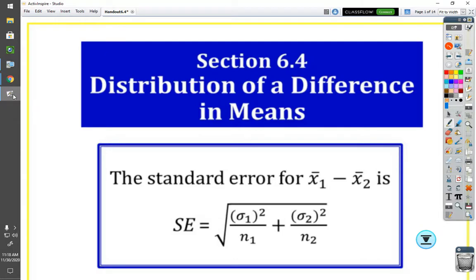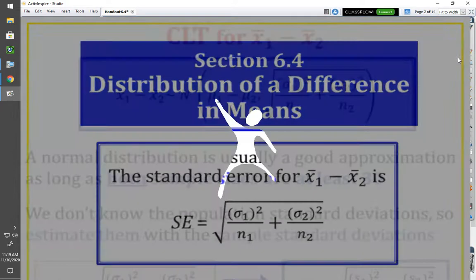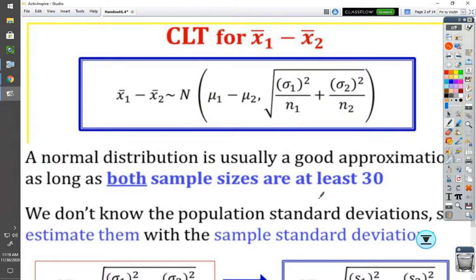So the standard error for x bar 1 minus x bar 2, or the difference in two means, is the formula that we have. Now, the problem is that sigma, referring to the standard deviation of the population, is something that we don't actually have to work with. So we're going to work through how to deal with those particular items. So let's start by simply revisiting the central limit theorem.